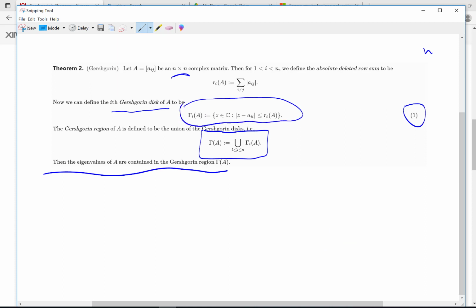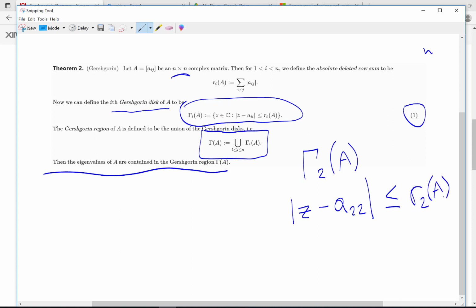This says how to define the ith disk, right? So if I wanted the second disk, gamma 2 of A, well, it says it's the set of complex numbers, z in the complex numbers, such that the absolute value of z minus A22 is less than or equal to R2 of A. All right, and I'll explain what that is. And so I guess the centers of the disks are the diagonal entries.